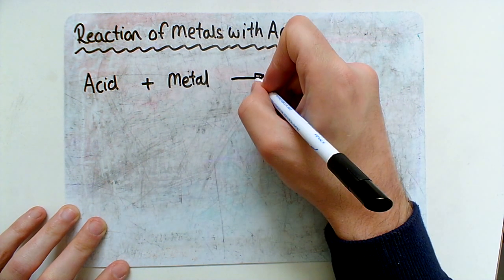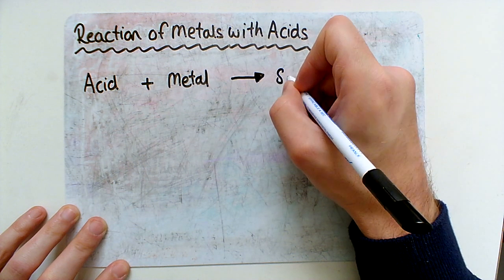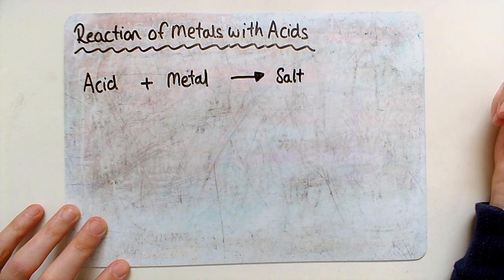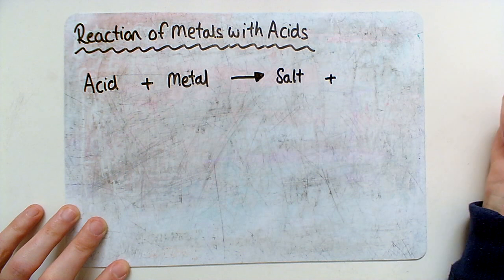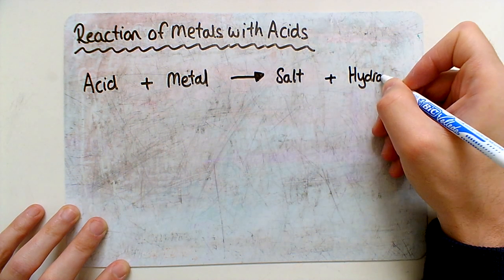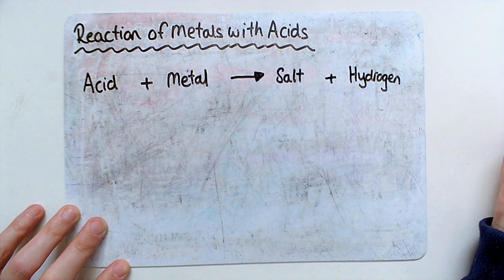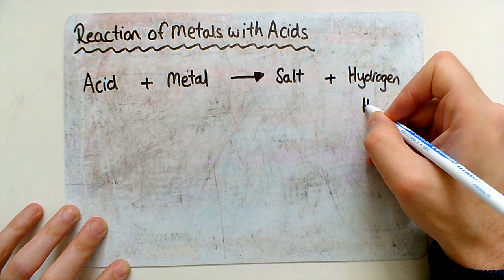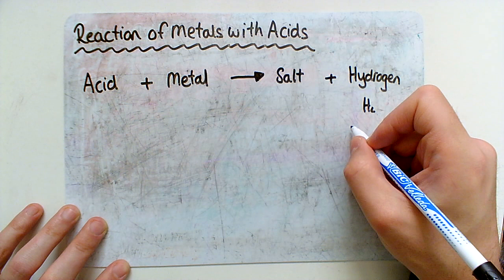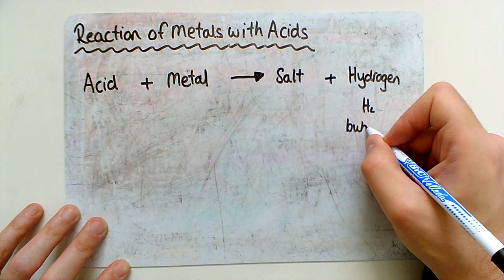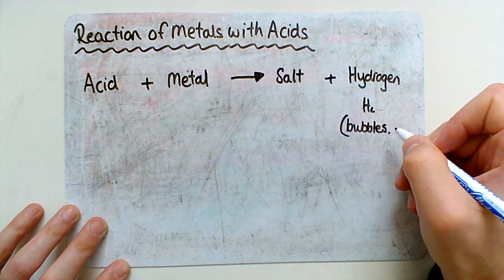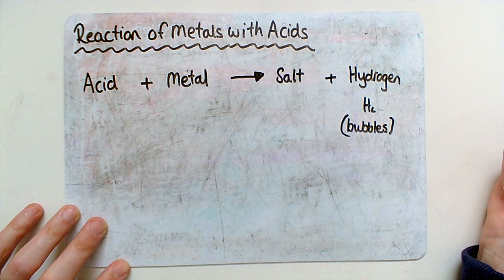One of those products is a salt. But the other product this time is hydrogen. Now, hydrogen is H2, remember it's diatomic, and it's a gas, which means that you will see bubbles during the reaction. You will definitely see bubbles.